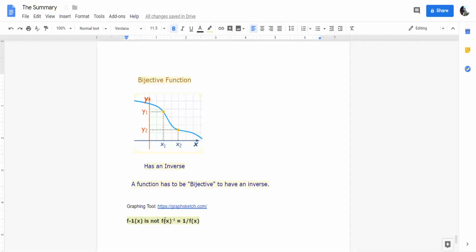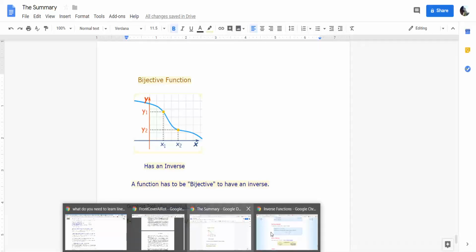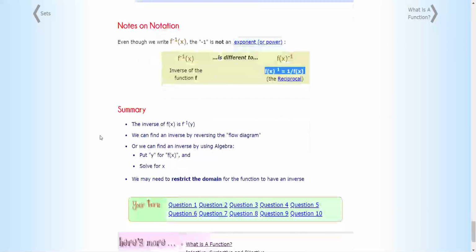Alright, so summary. The inverse of f of x is denoted by f to the -1, and we can find an inverse by reversing the flow diagram, or by using algebra: put y for x and solve for x. You may need to restrict the domain for functions to have an inverse, otherwise it's going to be a little tricky. Let's dive into the exercises.